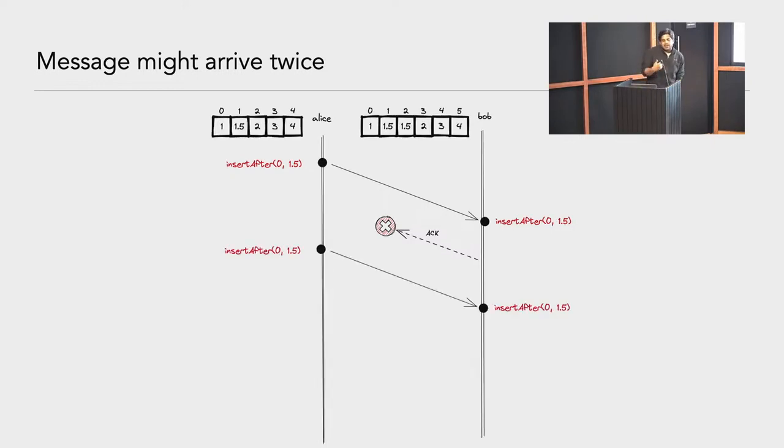But Alice has to send that packet to Bob, so they retransmit the packet saying that, okay, you have to insert after 0, 1.5. Bob has now made that change twice to the local copy, but Bob has no way to know whether or not this was intended, but they just assume that, okay, if Alice has sent me this instruction, I'm going to execute that onto my local copy.